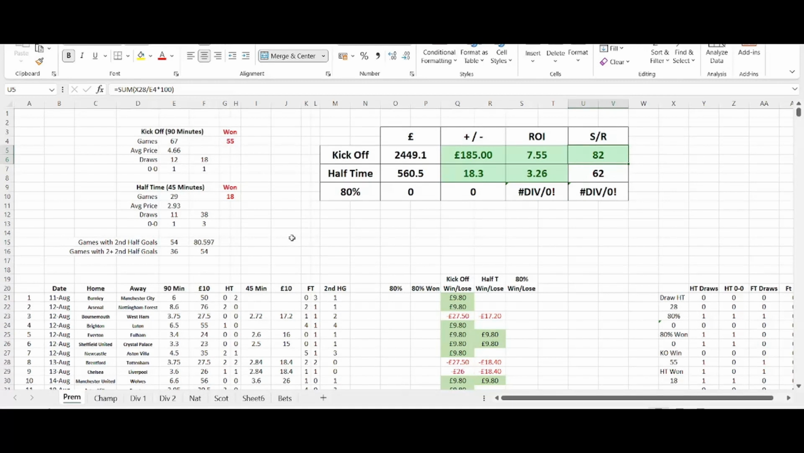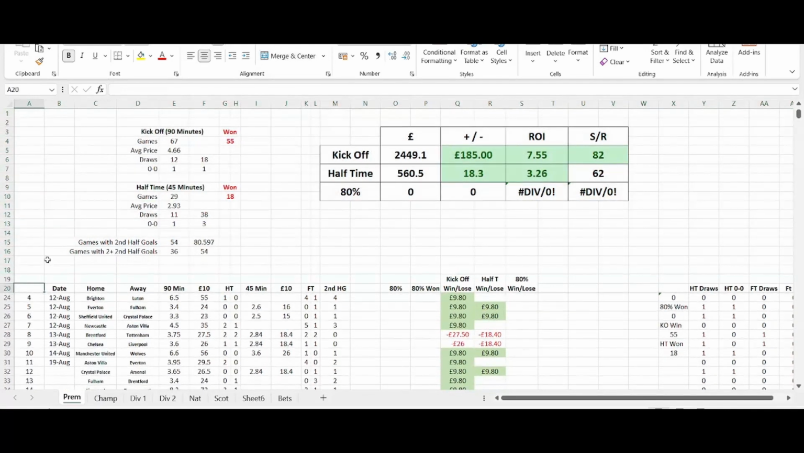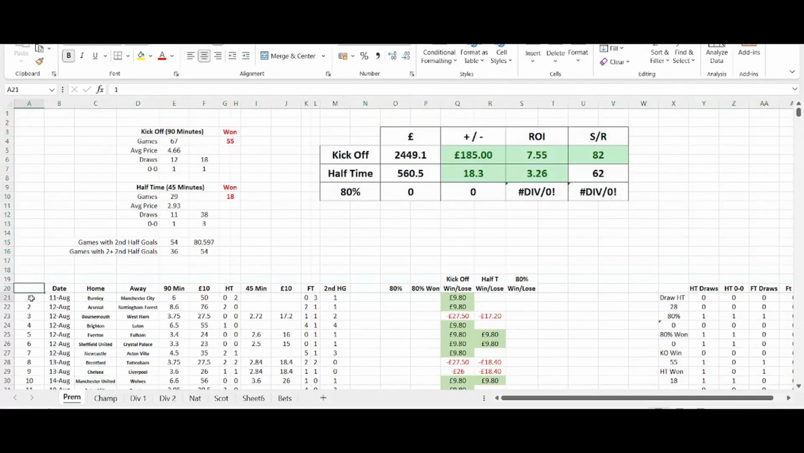This is the sheet. I will just talk you through the sheet first of all, before we go into more details. First of all, ignore this bit here. We'll just go down to this section down here. You can see this first section is basically the game number, obviously the date, home and away teams. This bit here is 90 minutes, so therefore this is the kick-off time, and this is the Betfair price at kick-off.